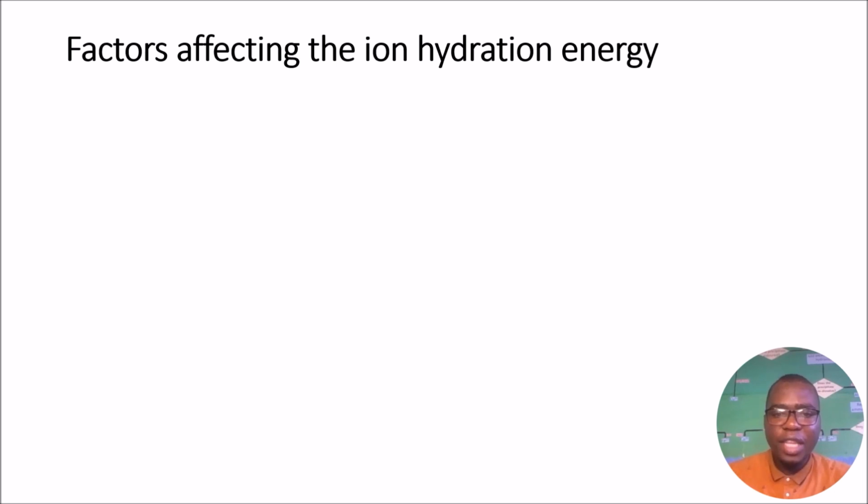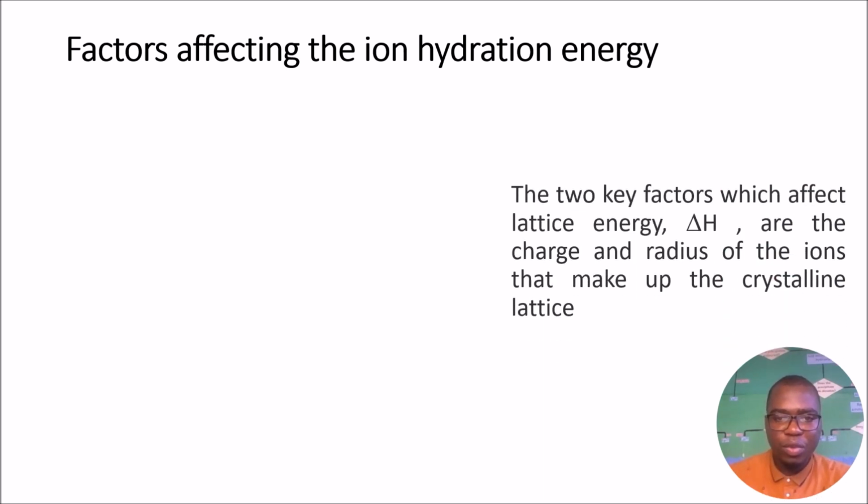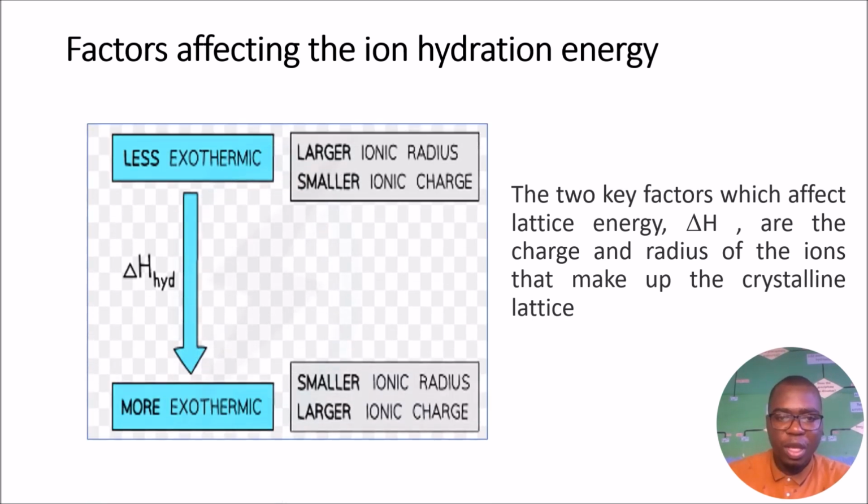Factors affecting the ion hydration energy. The two key factors which affect lattice energy are the charge and radius of the ions that make up the crystalline lattice. For larger ionic radius and smaller ionic charge, it is less exothermic, meaning the energy is less. For smaller ionic radius and larger ionic charge, there will be more exothermic energy, which means the lattice energy will increase, and so will the enthalpy change of hydration.